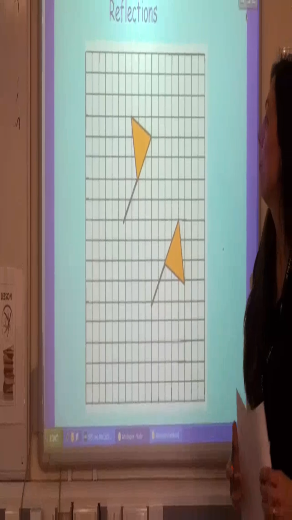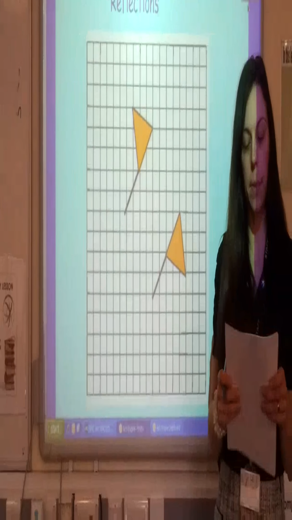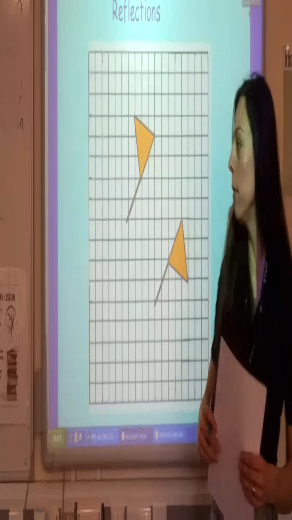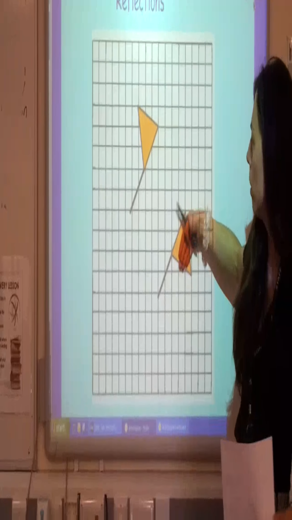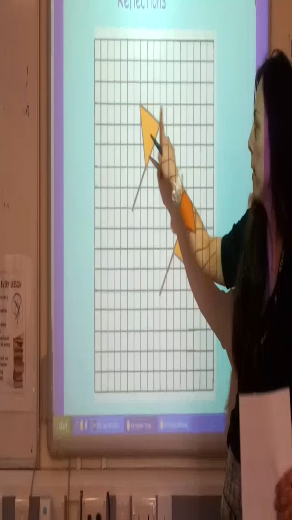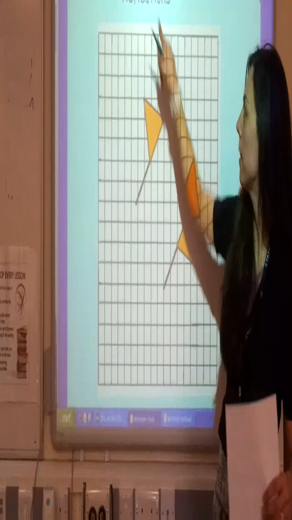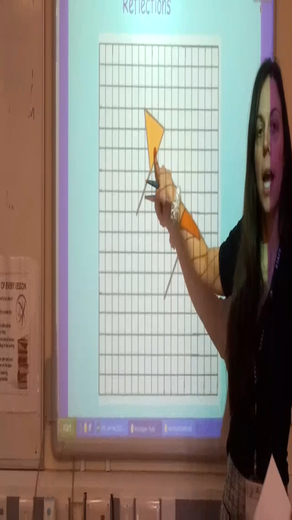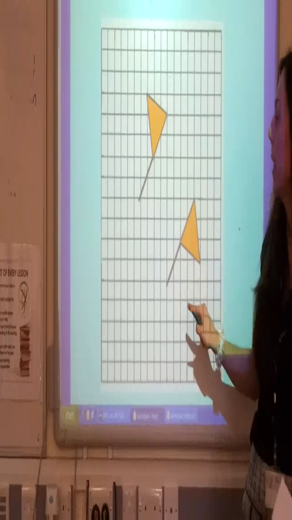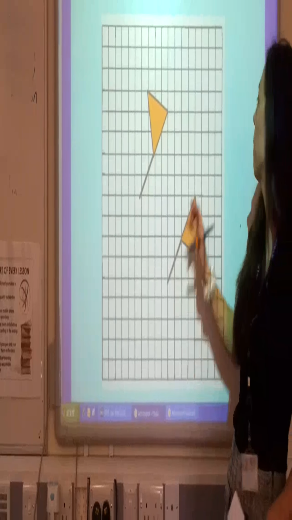So at level 4, what you need to be able to do to secure a level 4 is plot a mirror line. Now, a mirror line is how to map one shape onto another. The shape that you start with is your object. The shape that's been reflected is the image. And for level 4, using a grid, all you need to be able to do is find where that mirror line is going to be.